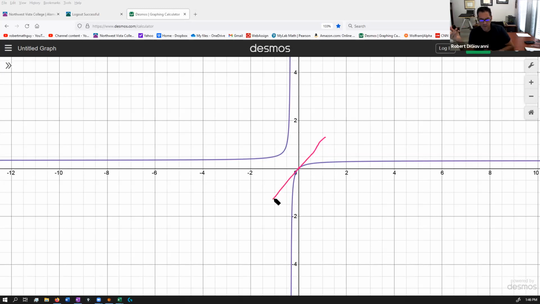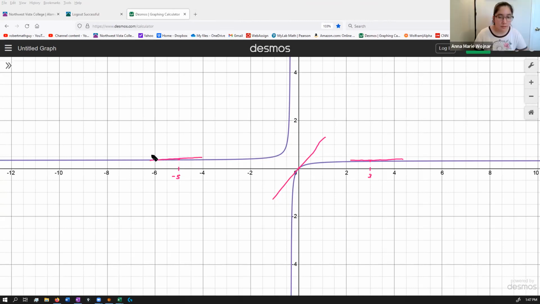Where else? 3. 3 is about right here. So go there, find me the slope of that tangent line. Where else? -5, that's over here. I want you to find me the slope of the tangent line over here. Where else? 10. Oh, that's way over here. It's kind of off my graph over there. Where else? Anywhere else? 1. So here, right there.